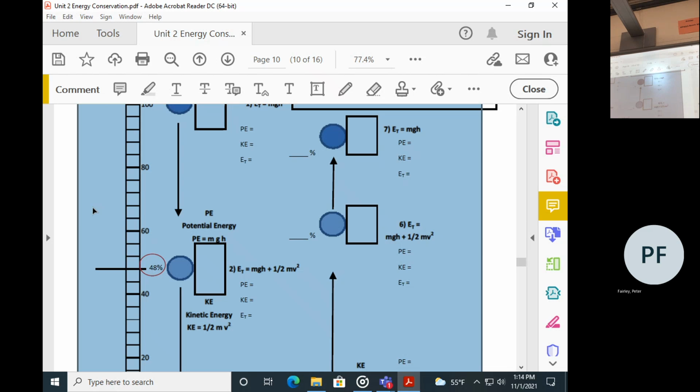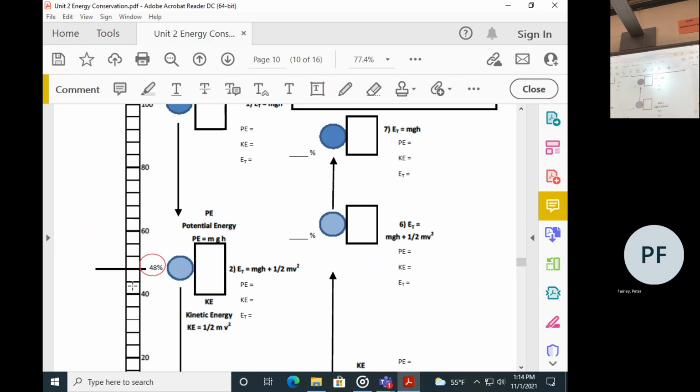And let's look at the way this is measured. Here's 40, correct? Here's 40. How many lines do I have until I hit the next number?